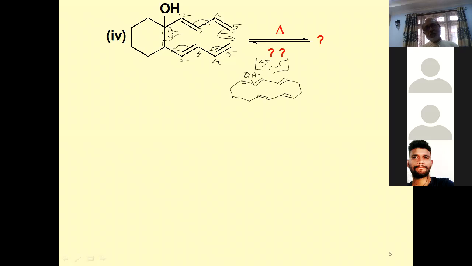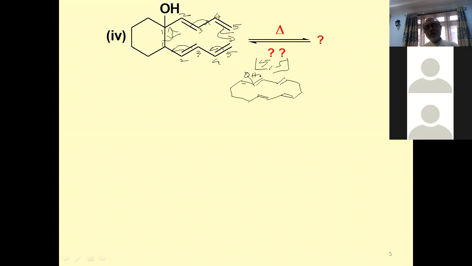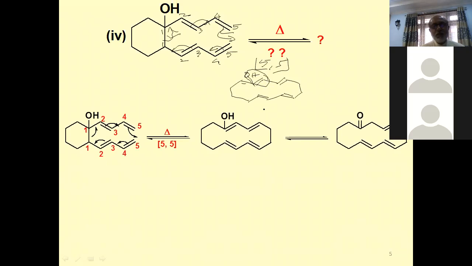Yes, sir. No, I say no. Why not? Tell me. So which group migrated? This is enol. Enol cannot be there, so it will tautomerize to keto. So you get the keto here. These things, basic chemistry, you don't forget. So you get the product here.